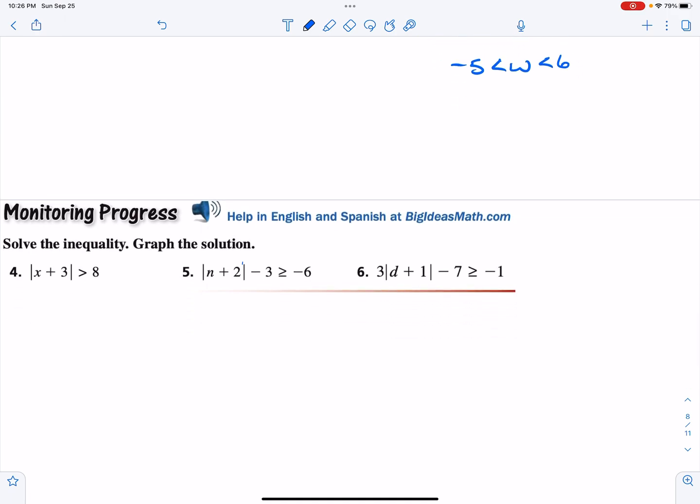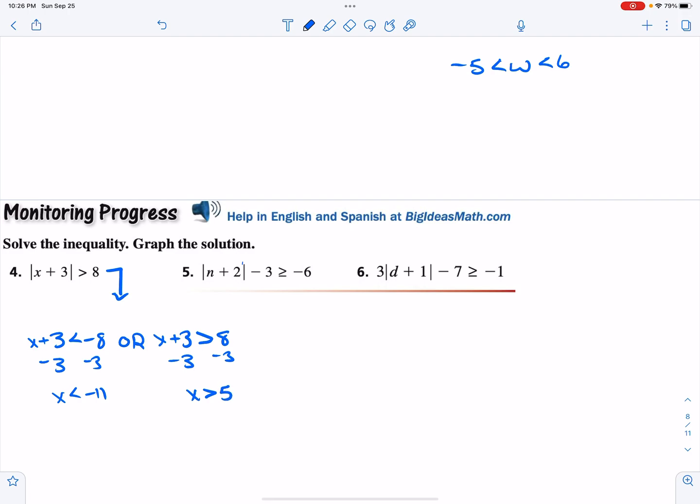For the ORs, we're going to have to watch and pay attention. If you try the ORs, again, we didn't have one of those in the notes. For the ORs, we have to write the inequality x plus 3 is less than the negative side, or x plus 3 is greater than the positive side. And then you just solve. So minus 3 from both sides. x is less than negative 11. And then you minus 3 from both sides here. x is greater than 5.